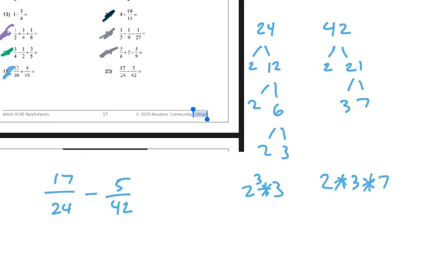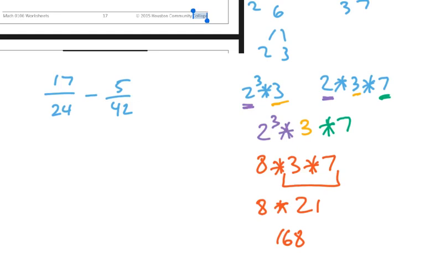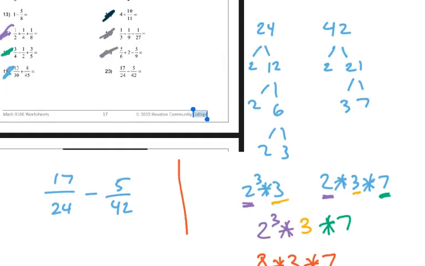So remember, when we do prime factorization, we take the highest power of each of these. So 2 to the third times 3, and then we have just 7, so times 7. So all of this becomes 2 to the third, which is 8, times 3 times 7. I'm going to do the back end. That's 21 times 8. Makes it a little easier. So it's 168.